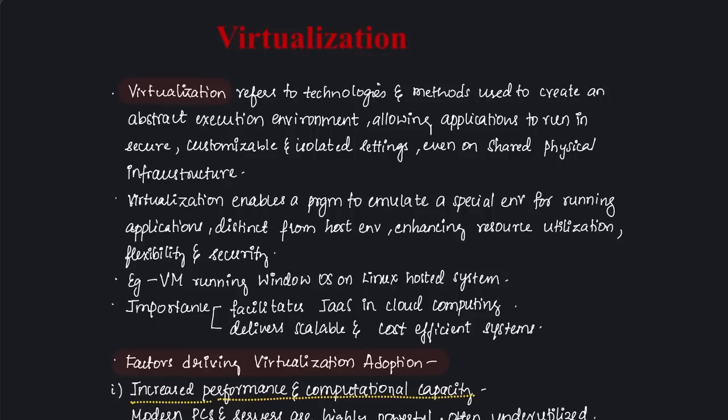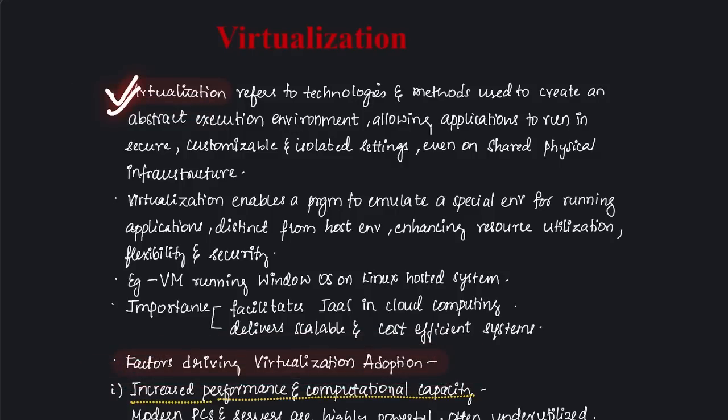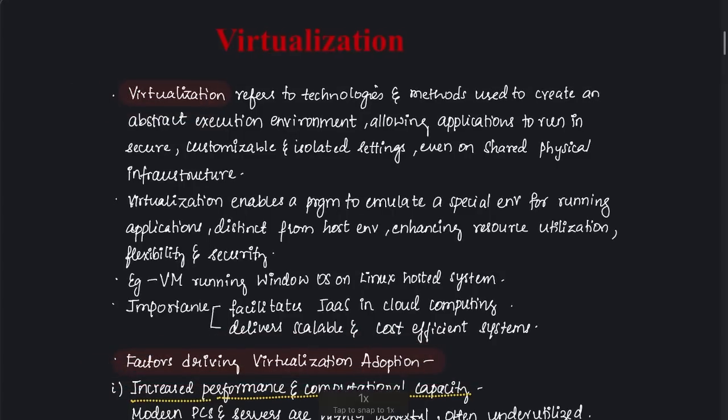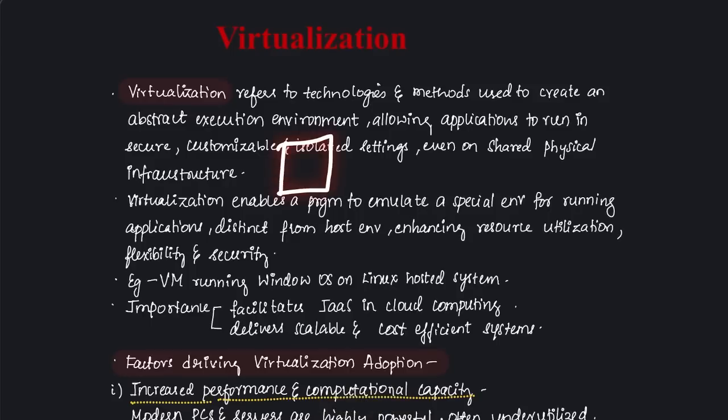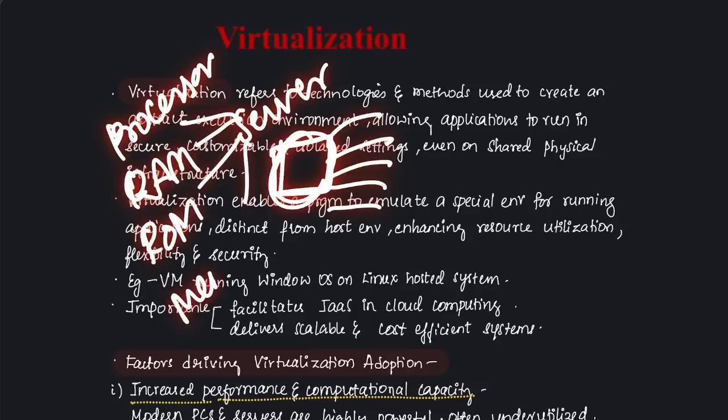So let's get started. First question which they'll generally ask is: define virtualization and what are the factors that drive virtualization adoption. So, understanding the definition, virtualization refers to technologies or methods which are used to create an abstract environment. We are creating this abstract environment such that it will have many servers. These servers will comprise multiple processors. There will be the RAM, ROM, and memory.